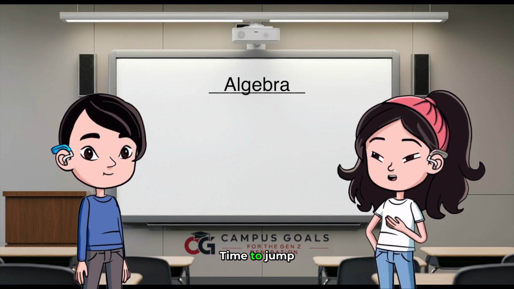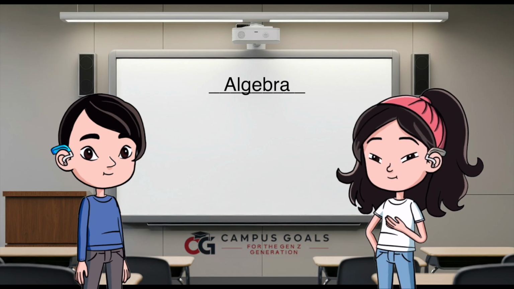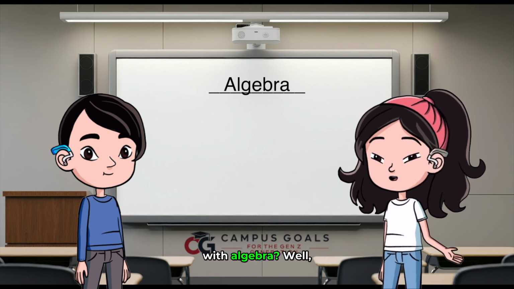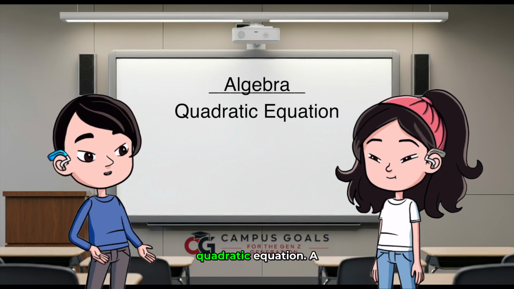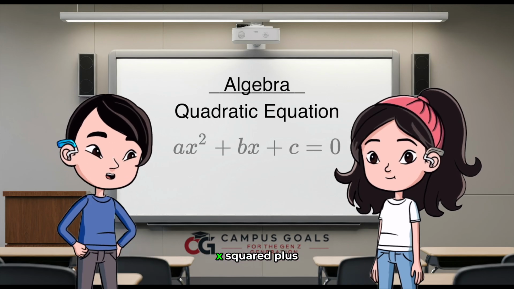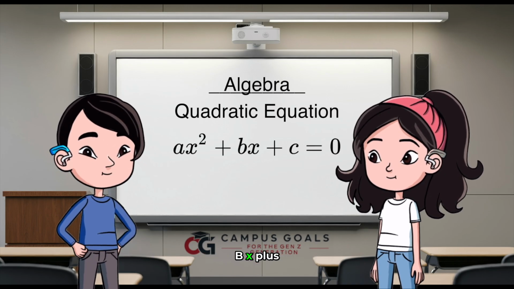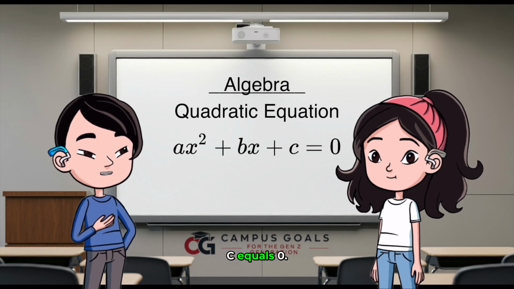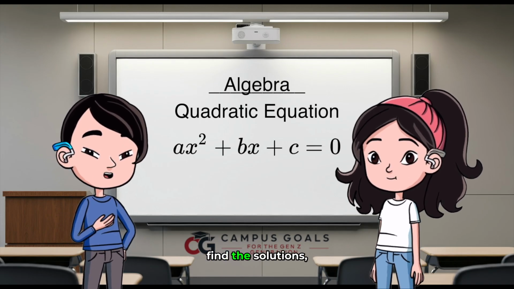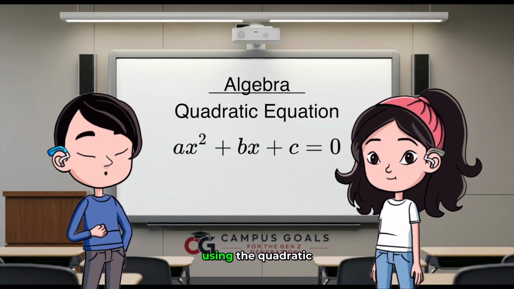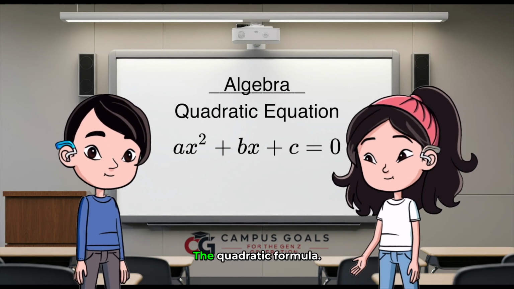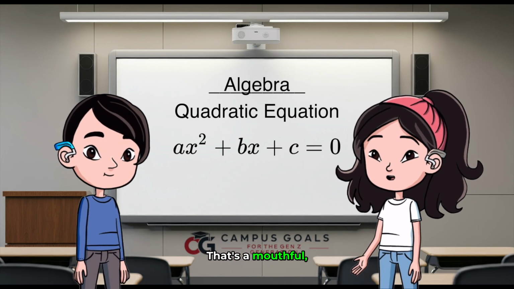All right, time to jump into some algebra. Alex, where do we even start with algebra? Well, let's kick it off with the quadratic equation. ax squared plus bx plus c equals 0. You'll often need to find the solutions, the x-intercepts, using the quadratic formula. Oh yeah, the quadratic formula. That's a mouthful, isn't it?